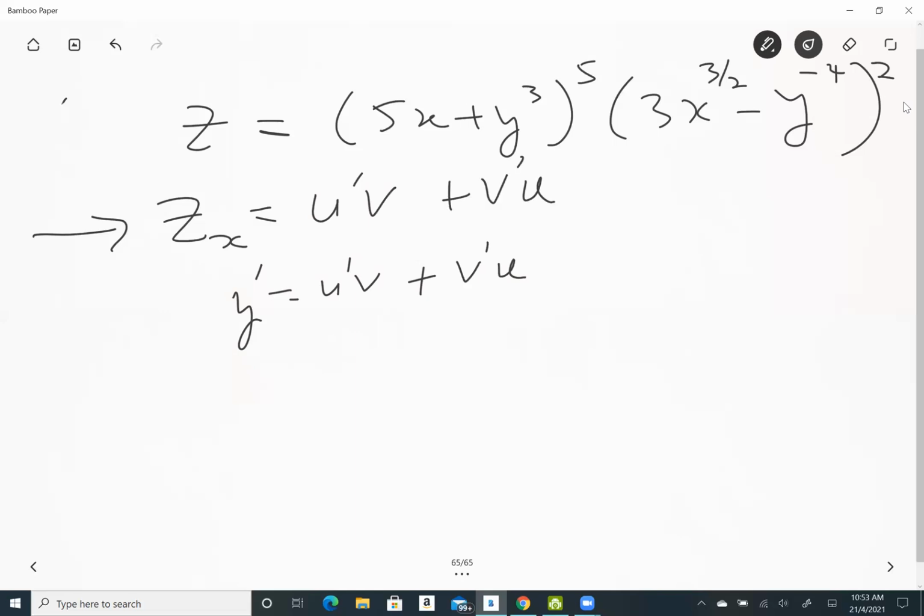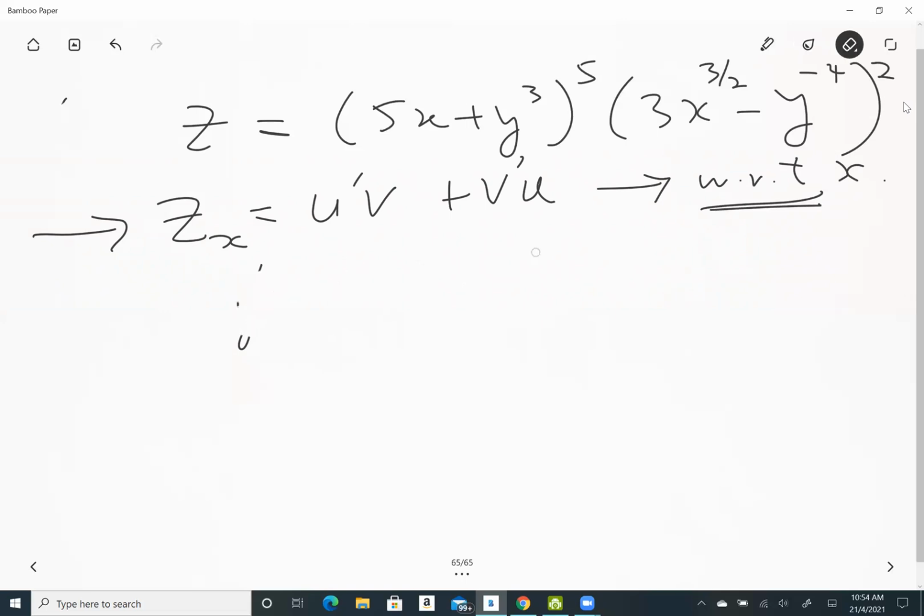Now, u prime and v prime are the derivative with respect to x. Okay, derivative with respect to x. That means you keep y constant. Okay, all right.